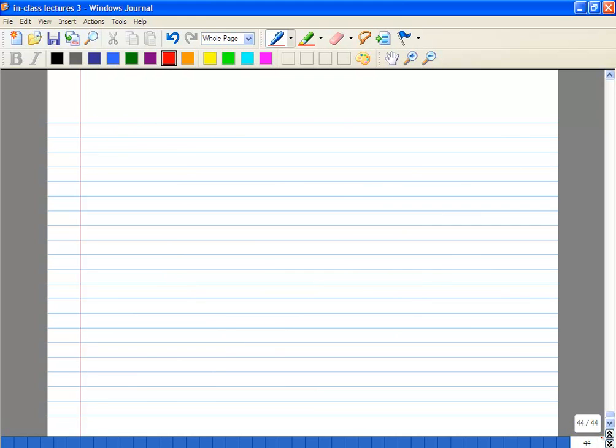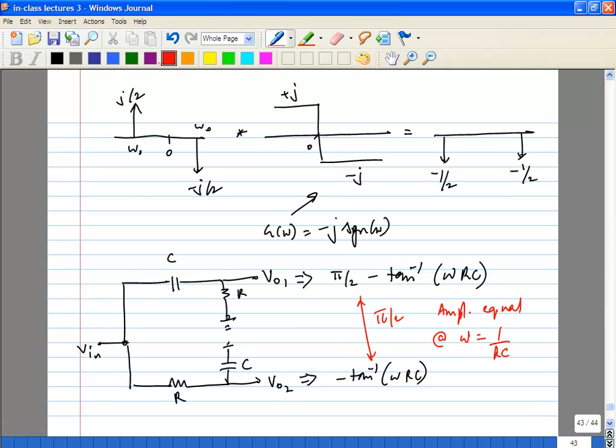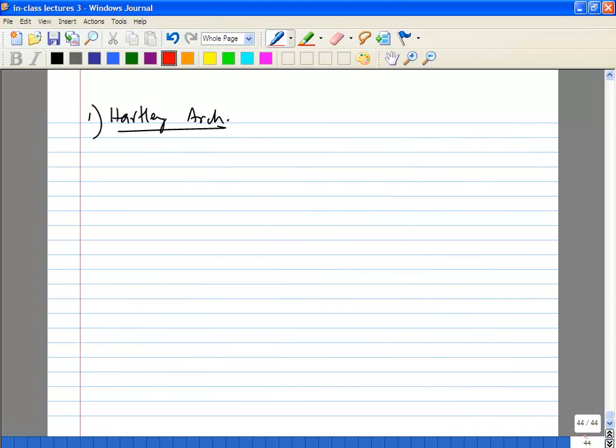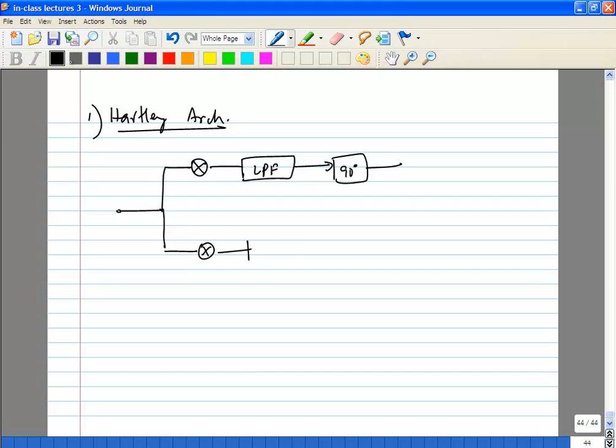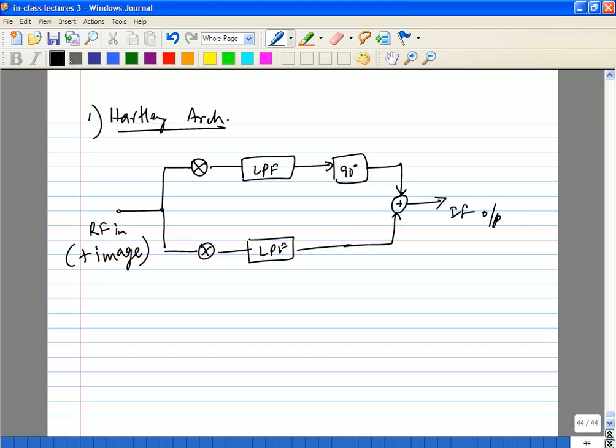Okay. So let's look at this. First we'll look at the Hartley architecture. By the way, at this point you have 45 degrees on each side. Okay, you have a 45 degree phase shift on each side. So this is what the architecture looks like.